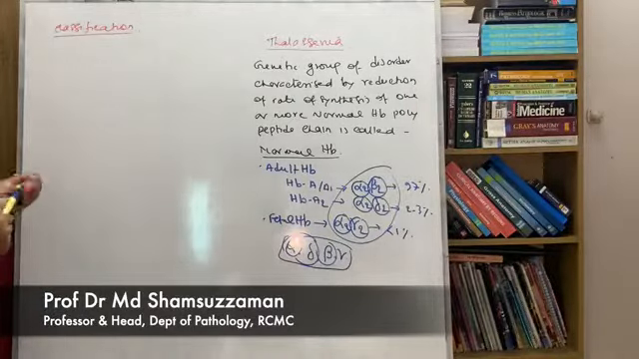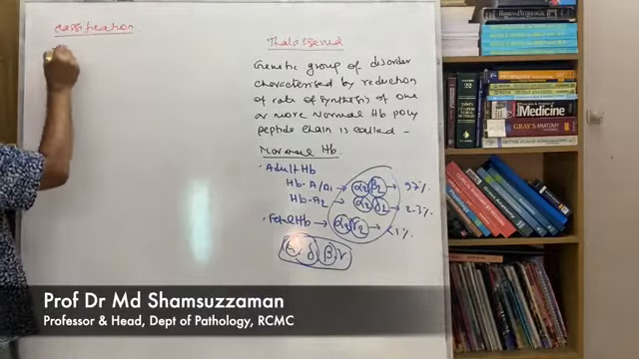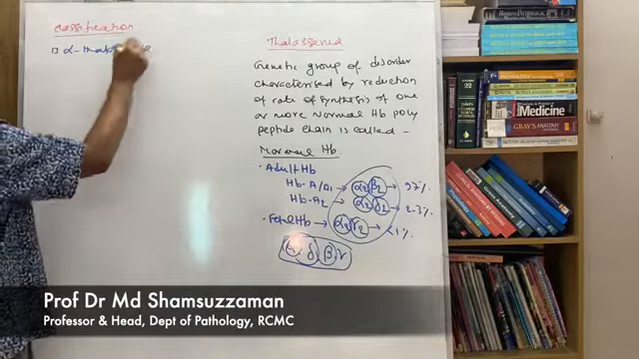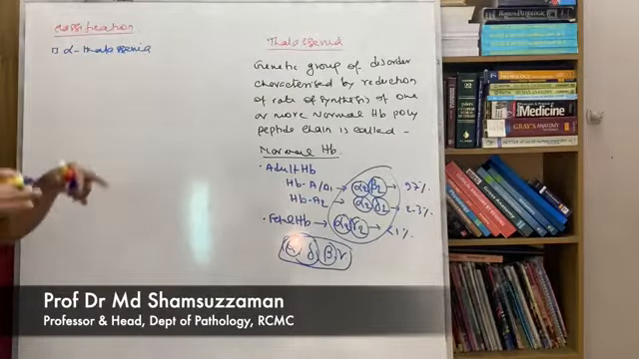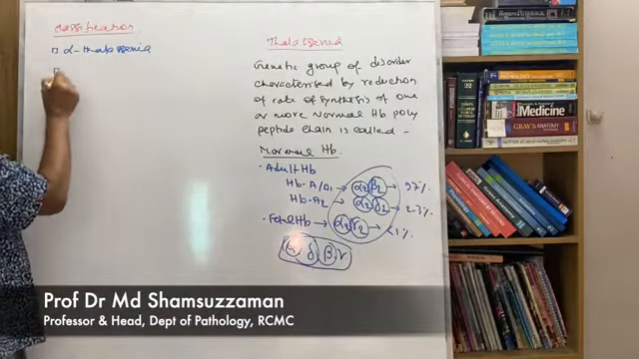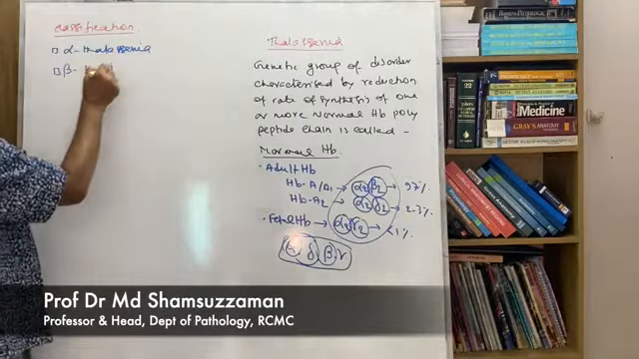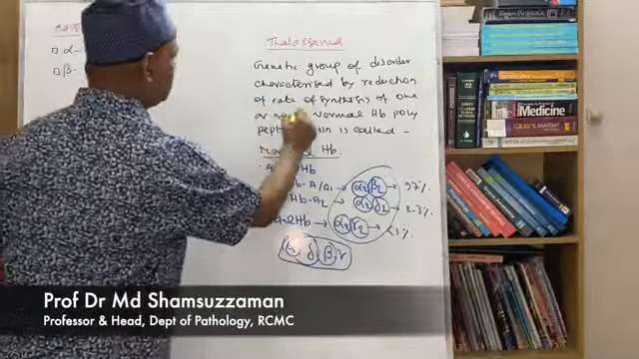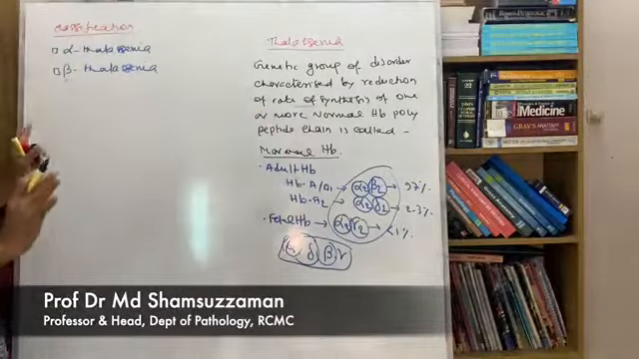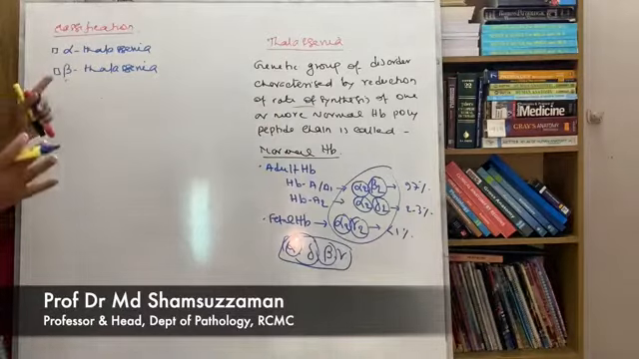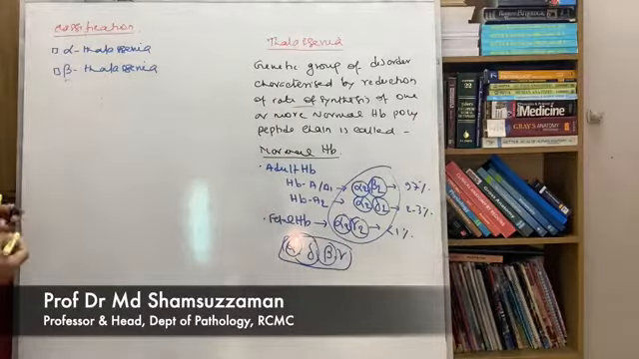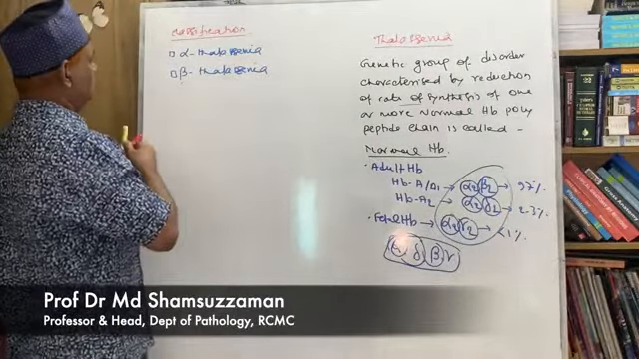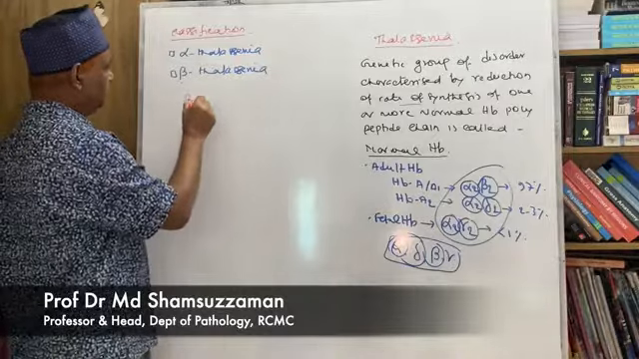Briefly, we can classify thalassemia as alpha thalassemia, where there is reduction of the rate of synthesis of alpha chain only, and beta thalassemia, where by definition there is reduction of the rate of synthesis of beta chain. This is the classification of thalassemia in brief. Today we come to beta thalassemia.